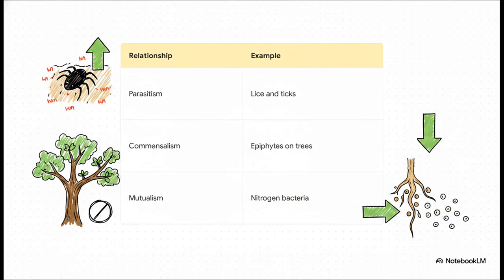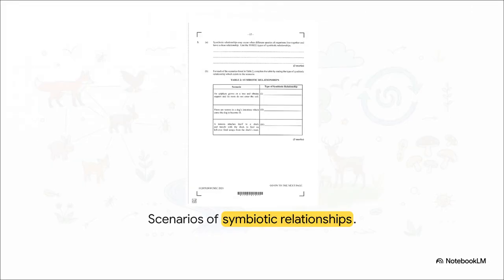And finally, mutualism. This is the win-win scenario. Think of nitrogen-fixing bacteria living in the roots of legumes. The plant gets vital nutrients from the bacteria, and in return, the plant gives the bacteria a cozy home and some sugars. Let's put those terms to the test.